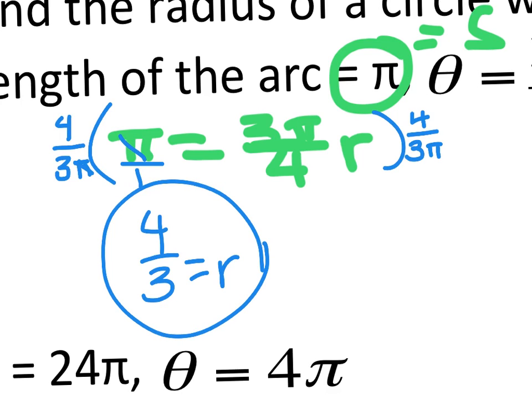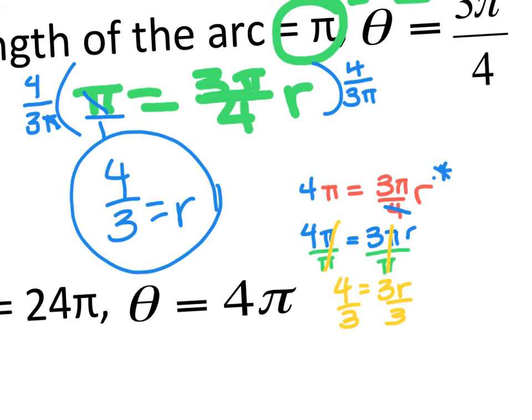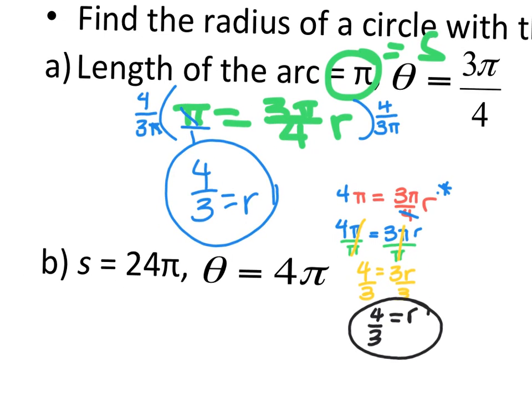Or I could have separated it out. So pi equals 3 pi over 4 times the radius. I could have multiplied by 4 on both sides, canceling out my denominator. And then I'd get 4 pi equals 3 pi r. Divide both sides by pi. The pi cancels out, and I get 4 equals 3r. Last step would be to divide by 3. And I'd end up with the same answer. So whichever makes the most sense for you is which method you want to stick to.